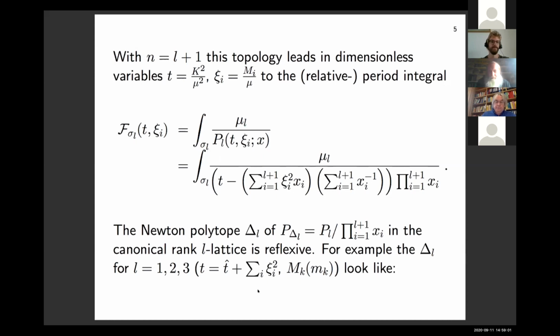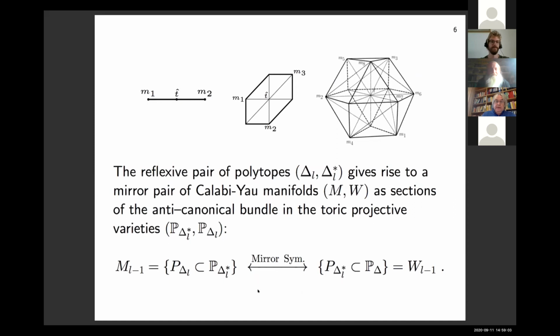So, this is for L equal 1, 2, and 3. And you see, it's not so bad. They are all reflexive polyhedra. And that one is, for instance, the blow up of P2 in 3 points. And that is a K3 polyhedron.